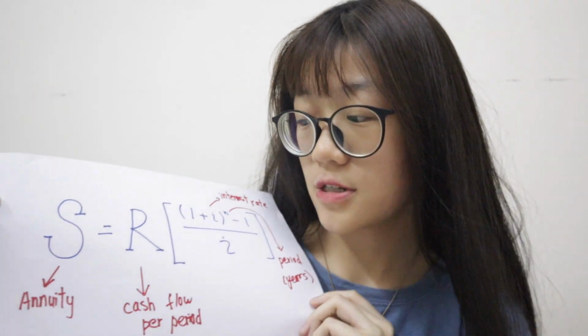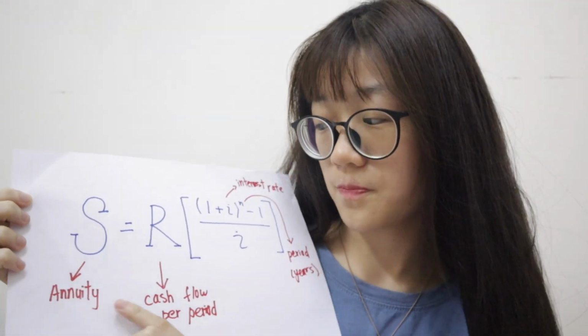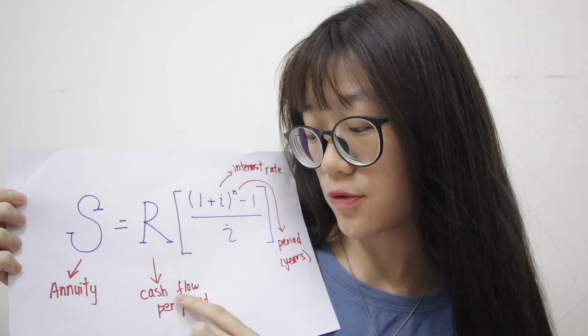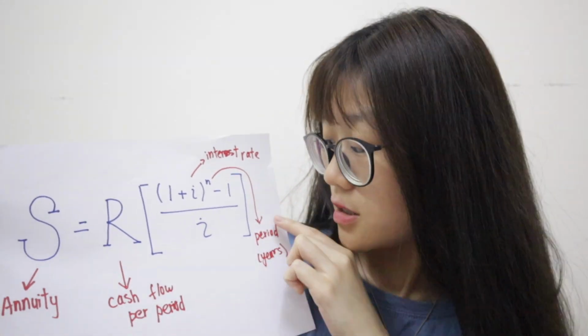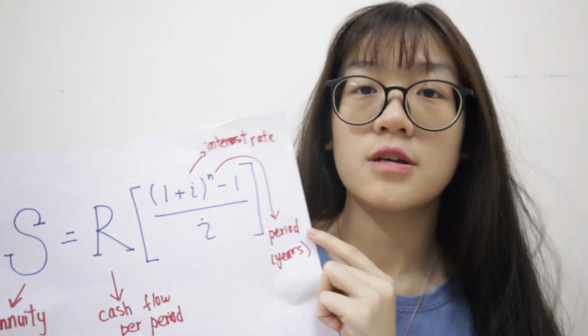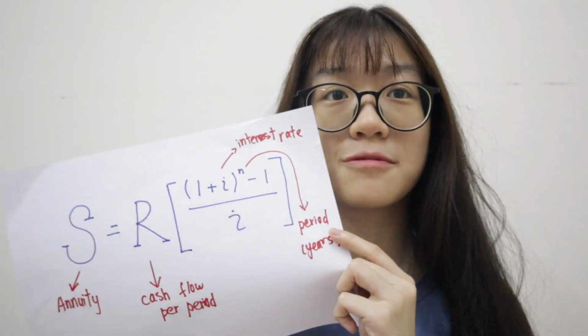S represents the annuity and R represents the cash flow per period. I is the interest rate and N is the period in years.